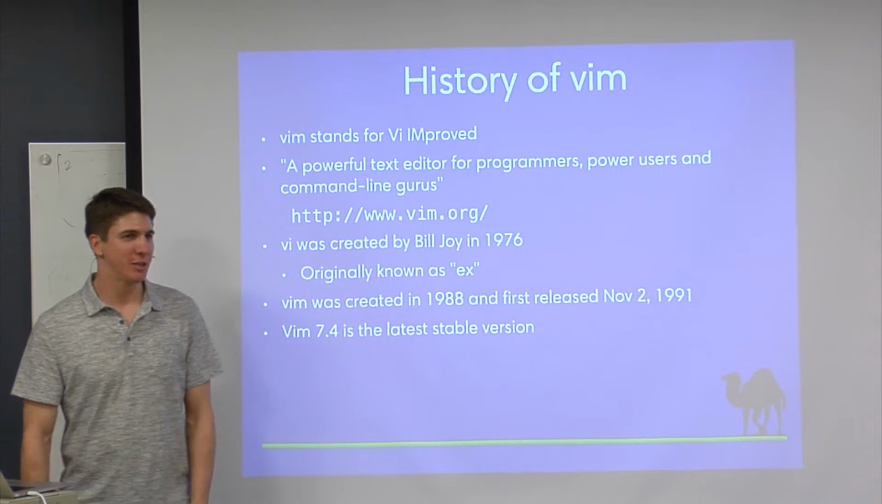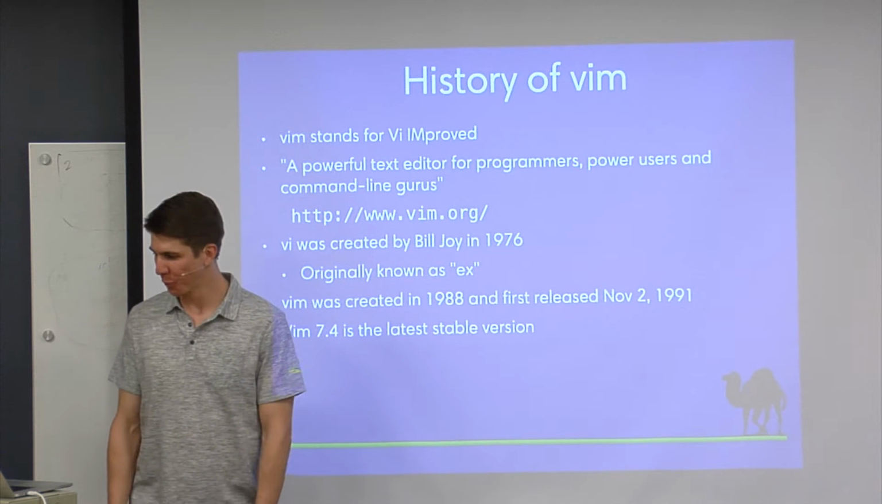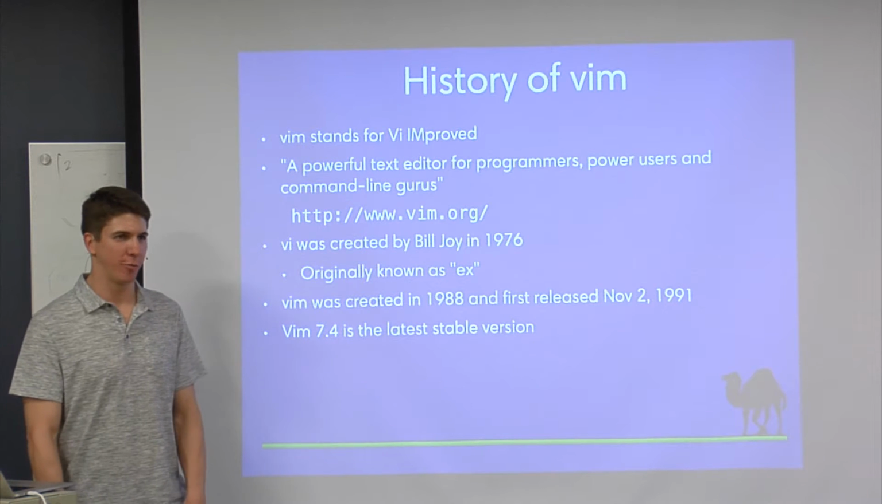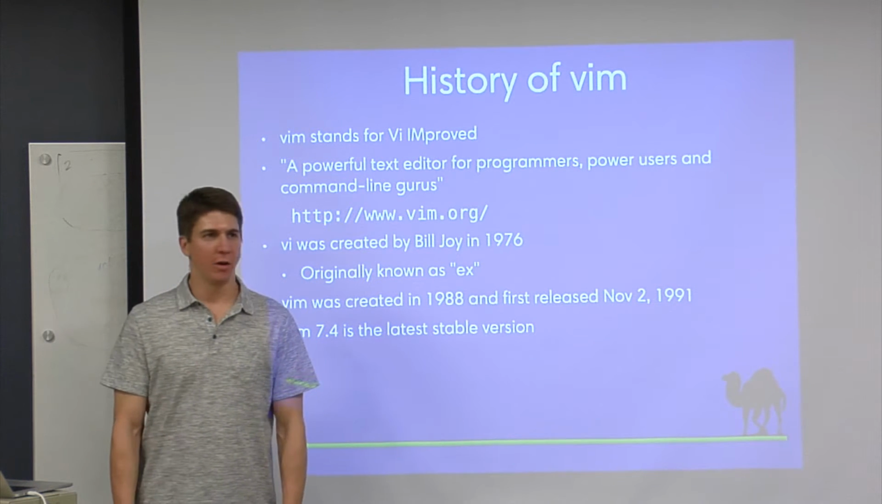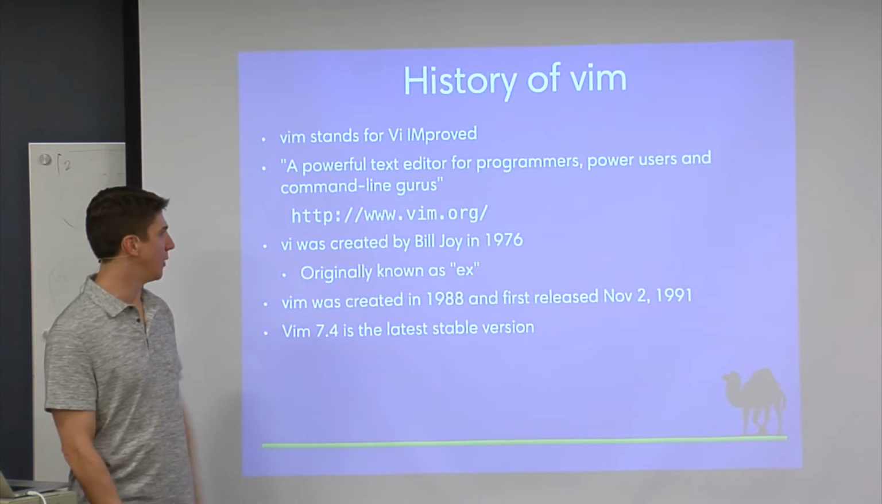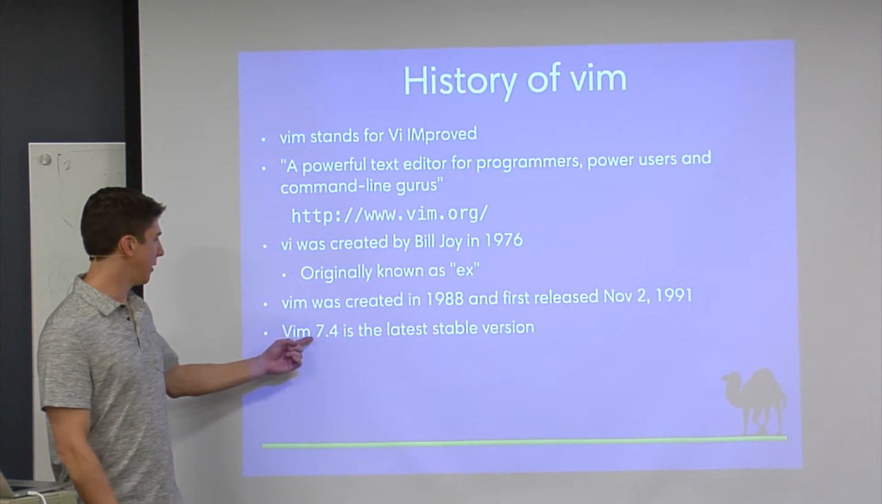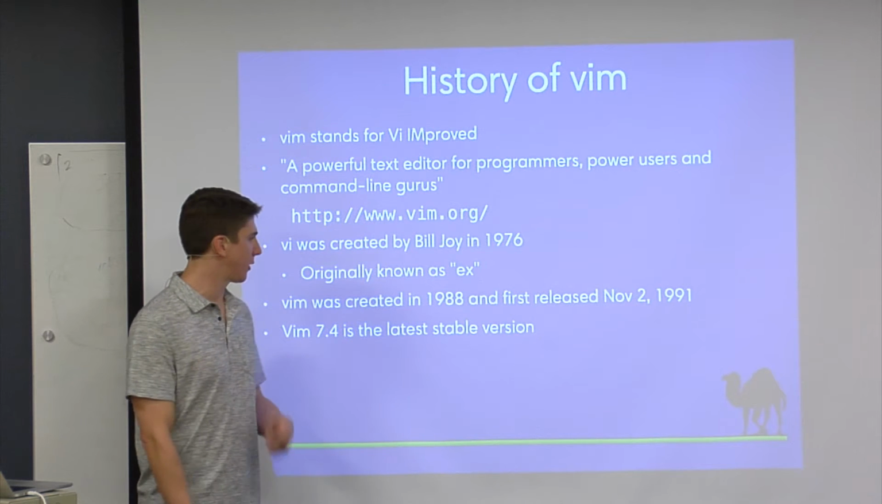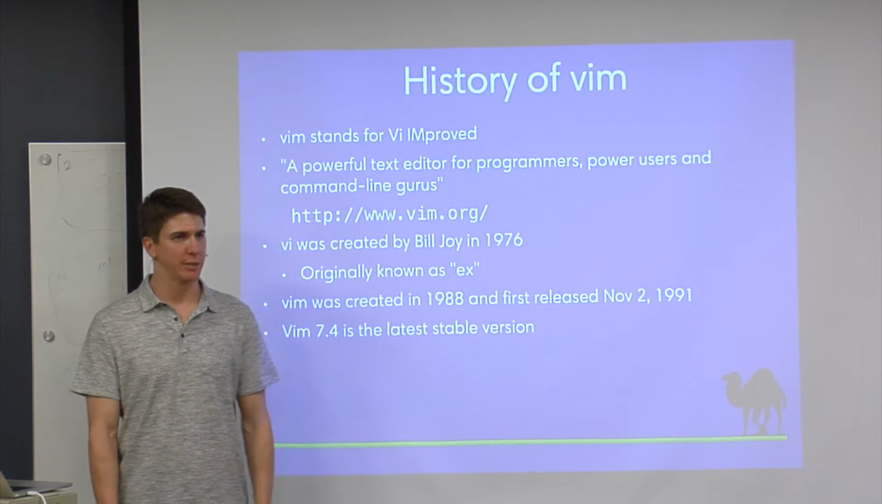And then the incarnation we know now is Vim, which was originally created in 1988 as what you'd call now a fork, and then officially made available to the public in November 1991. Currently, 7.4 is the latest stable version. I currently use 7.3 because that's what Brew gives me.